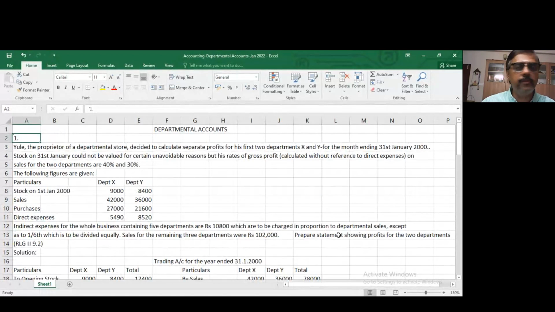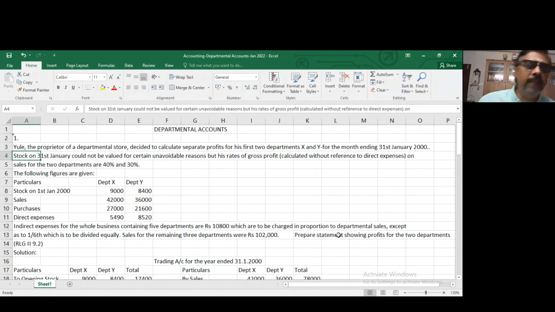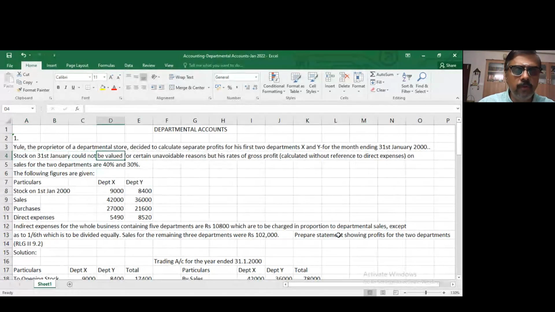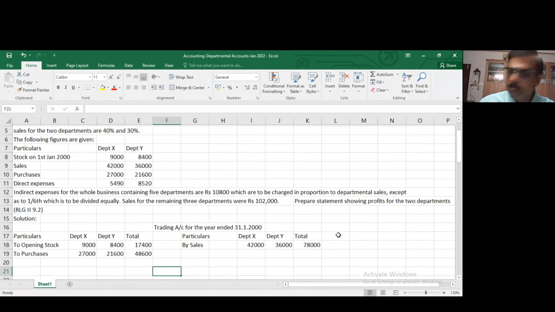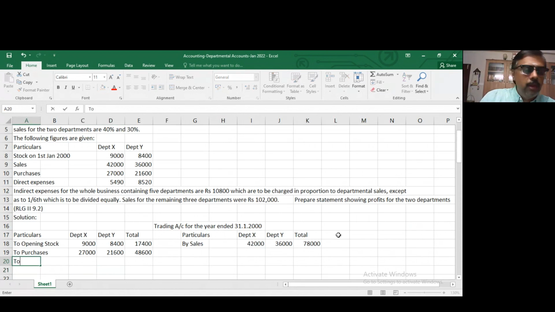Is there any indication of gross profit ratio? It's clearly given. The proprietor decides to calculate profits for the two departments. Stock on 31st January, the closing stock, could not be valued for unavoidable reasons. But its rate of GP without taking into consideration direct expenses was 40% and 30%. Now we all know that if closing stock is not determined but they've given you the gross profit, we can calculate gross profit and the balancing figure will be the closing stock.